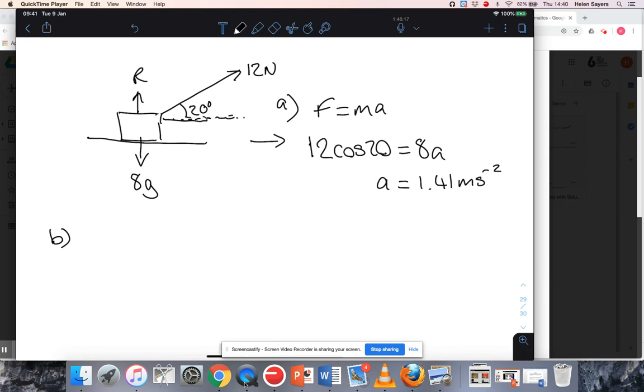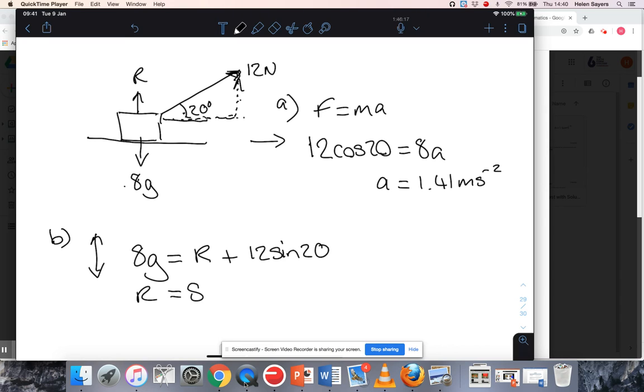If there were no other forces, then the reaction would just equal the weight of the box. But this 12 newtons, part of that is working upwards, so that's actually going to reduce the reaction. So if I resolve forces vertically, and the box is in equilibrium vertically, it's not moving up or down, then I can say the downward force of 8g, so that's the only downward force, must equal the total upward forces, which is R working straight up, and then now I want that component of the 12 newtons, so that is opposite the 20 degrees, so that is going to be 12 sine 20.